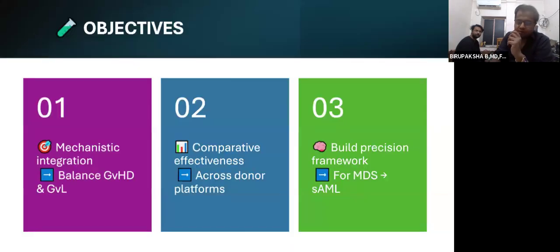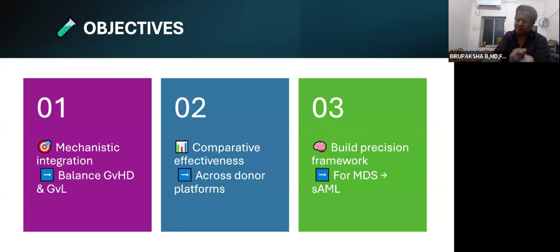There you go. So what are the objectives? Number one, balance GVHD and GVL. GVHD kills. GVL actually is good for the patient. So to bring out a balance between the two is a very big challenge in today's day. Number two, I will be speaking about comparative effectiveness across donor platforms. This is another very important part. I'll speak about it later on.